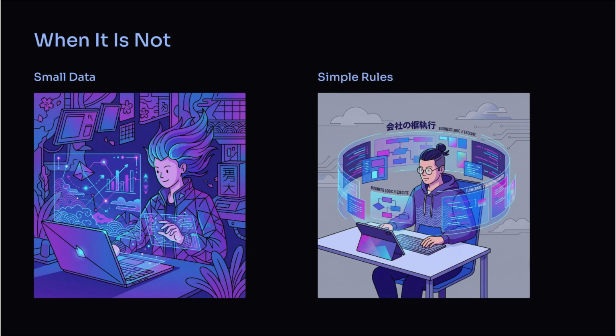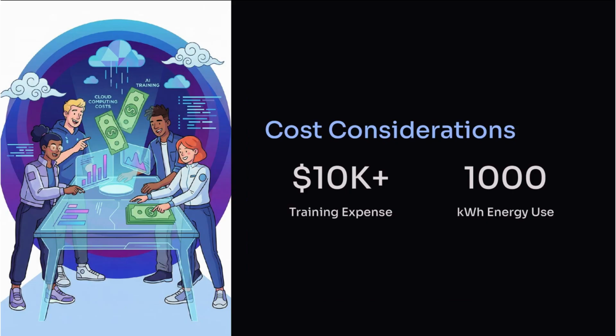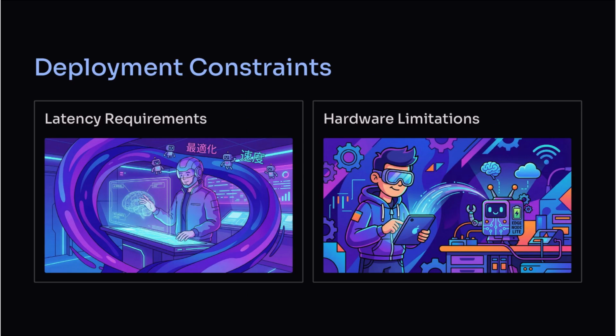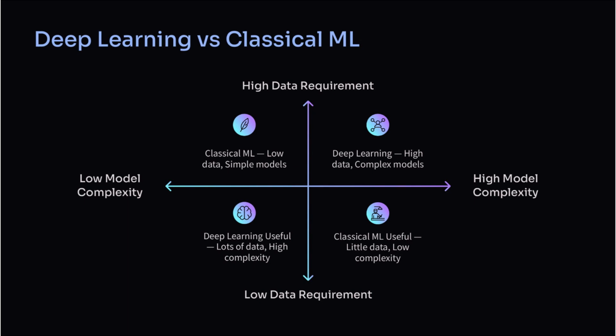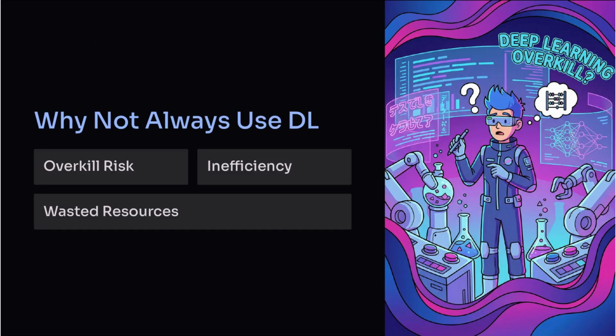Cost considerations affect adoption. Training and serving large models requires significant resources. Deployment constraints include latency and hardware availability. These factors influence architecture choices. Maintenance remains ongoing. Models must be monitored and retrained as data evolves. Compared to classical machine learning, deep learning trades simplicity for scale and flexibility. Using deep learning everywhere leads to inefficiency. Choosing the right tool matters. Many systems combine deep learning with rules or simpler models to balance performance and control.